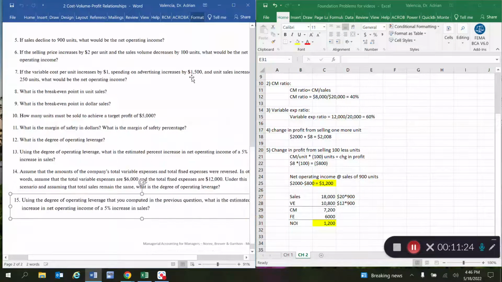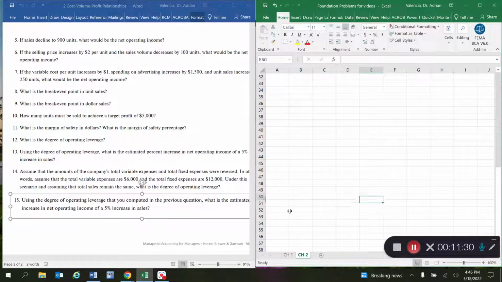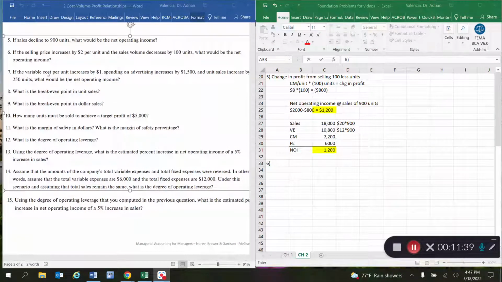Okay, so let's see what number 6 is all about. Let me scroll down a little bit here. Actually, let me leave 5 visible. Here's 6. For 6, they're asking us to change the selling price by a positive $2. So in other words, instead of selling the items for 20, we're selling them for 22. And then to decrease the number of units by 100. By the way, this is reducing them by 100 from the original amount of 1,000, so it's still 900 units sold.